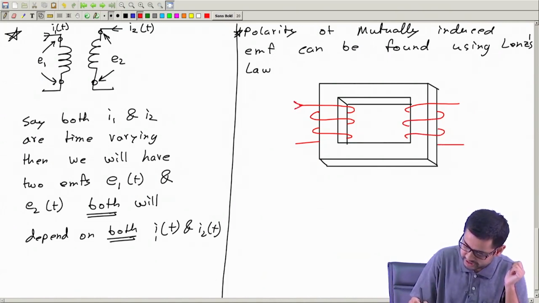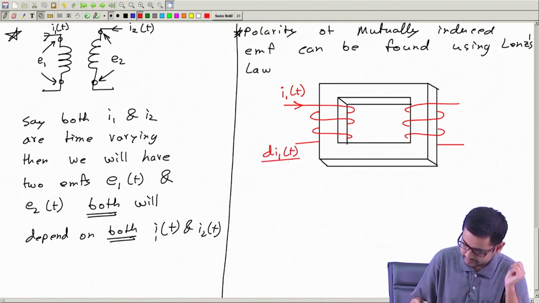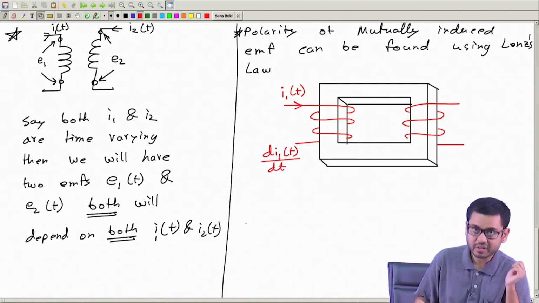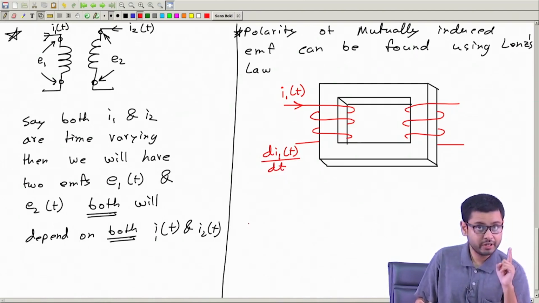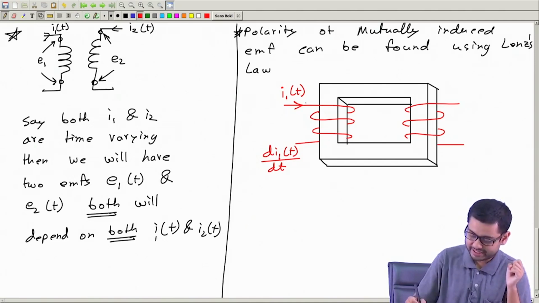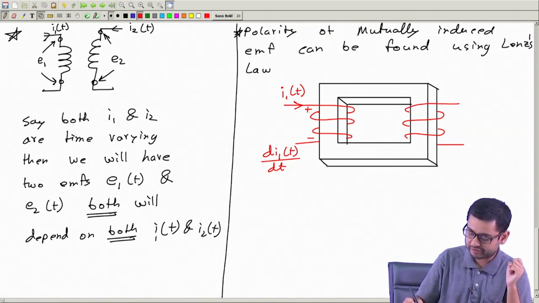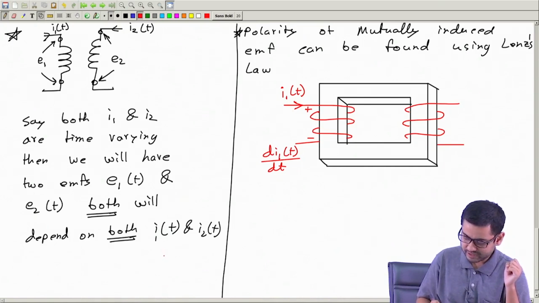Now say this is my chosen direction of i1(t). Say at any instant I have this current increasing. Then according to the rule of self-inductance, which we have seen just a few minutes back, this side will be positive, this side will be negative. The self-induced EMF will have positive here because this current is entering and increasing. But what will be the polarity here? This side positive or this side positive?